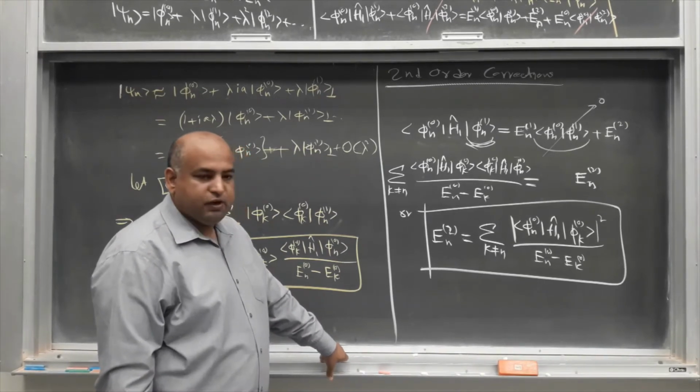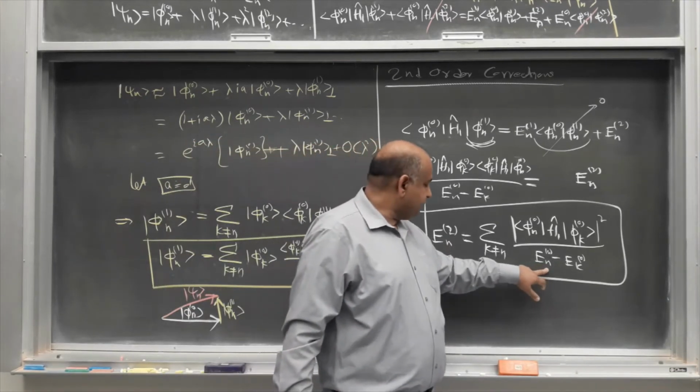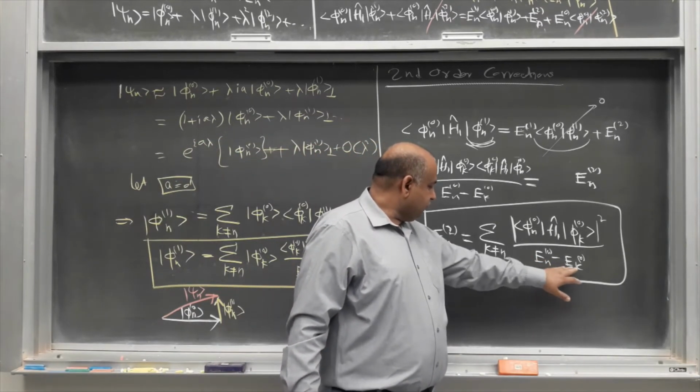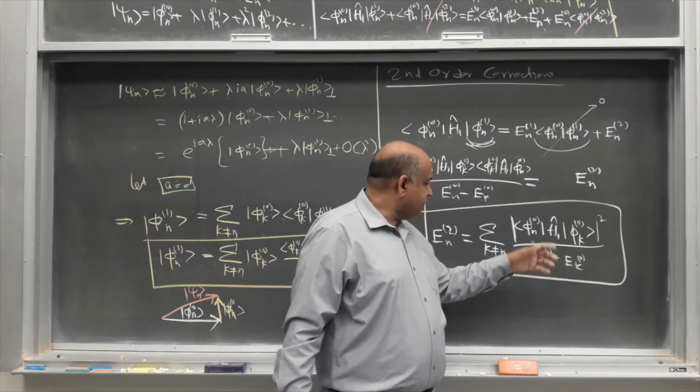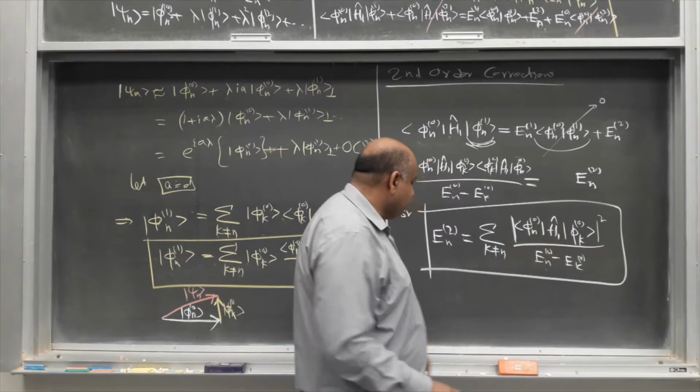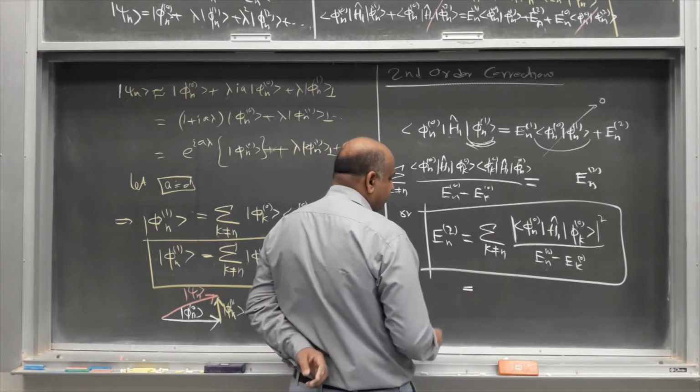And of course, we are working with the non-degenerate case, that all energies for different n are different. So this is never going to be equal to 0 because they are all different. So all we have to do is just evaluate this sum. So let me write it explicitly.